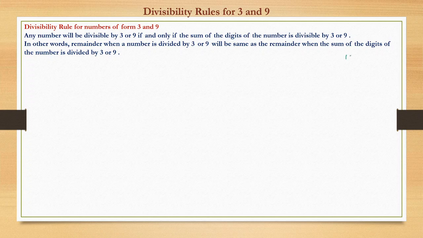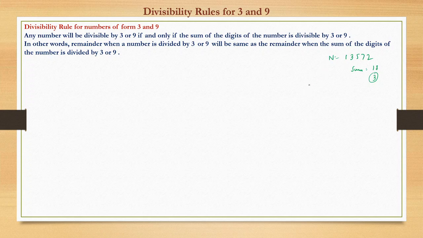See, I mean 1, 3, 5, 7, 2. So if I have to check whether this number is divisible by 3, what I do is add the digits. 1 plus 3, 4 plus 5, 9 plus 7, 16 plus 2, 18. So the digit sum is coming as 18. And since 18 is divisible by 3, this number n is divisible by 3, this we can say.